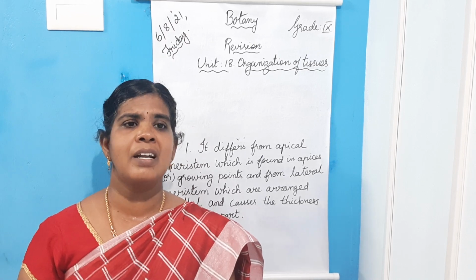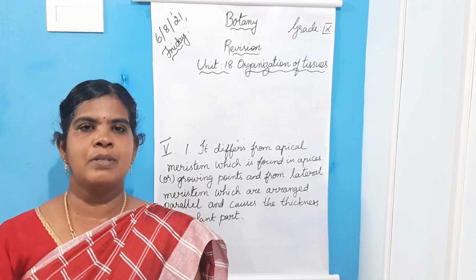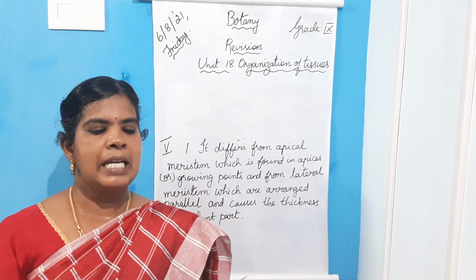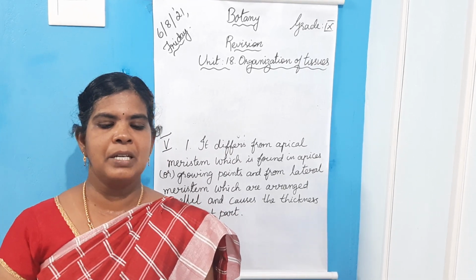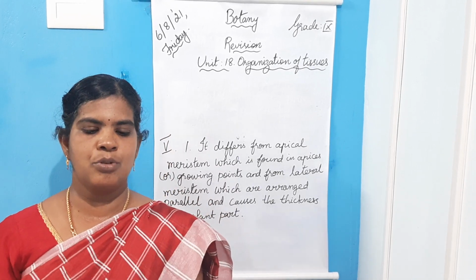Common examples are xylem and phloem. Then the remaining questions, zoology part, isn't it? Then answer in detail. What are permanent tissues? Describe the different types of simple permanent tissues.